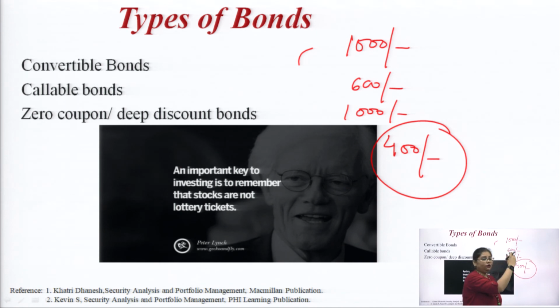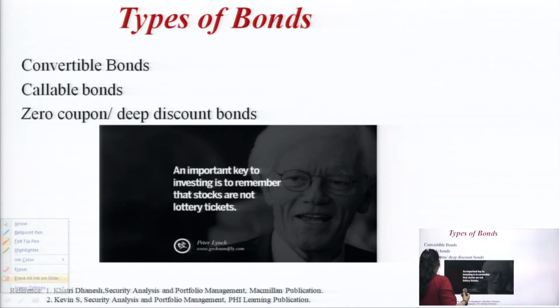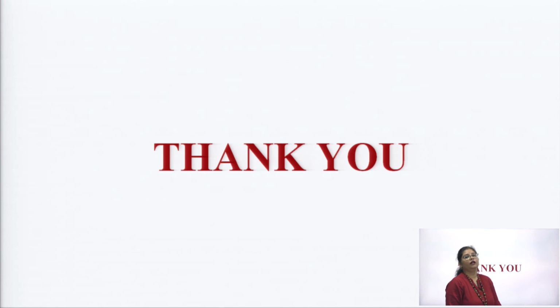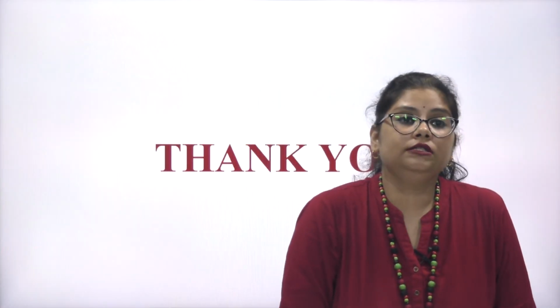And when we were calculating all these things, we saw that no rate of interest was involved. There was a zero rate of interest. So, that is why zero coupon bonds is the other name for these deep discount bonds. That was the detail about the zero coupon bonds and the bonds.